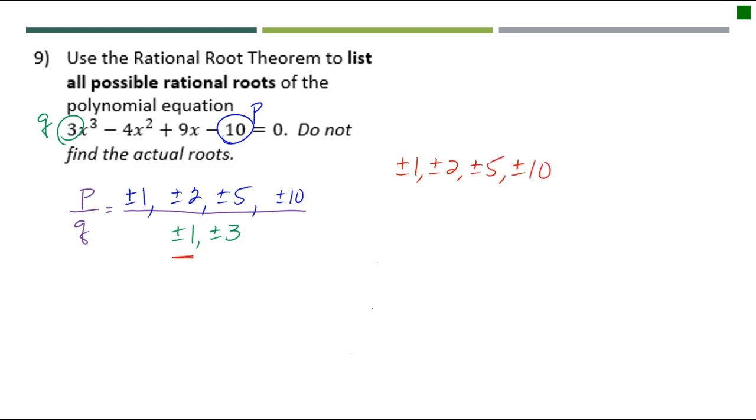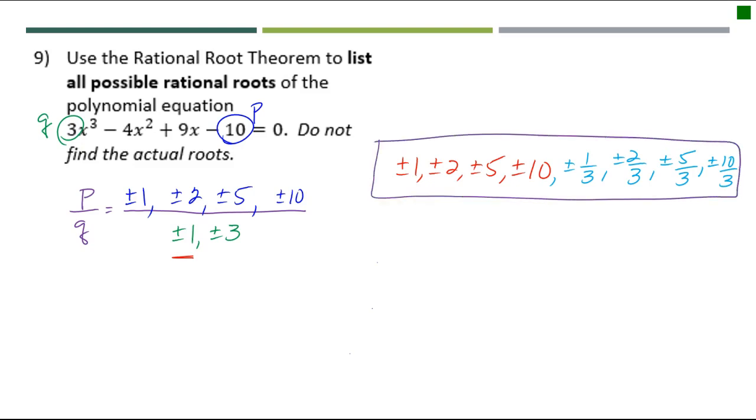Now I'm going to do the same thing, but I'm going to take the same blue numbers and I'm going to divide them by 3. So now I'm going to have plus or minus 1/3, plus or minus 2/3, plus or minus 5/3, and plus or minus 10/3. Now something happened here that usually doesn't happen, which is that we didn't have any duplicate answers.